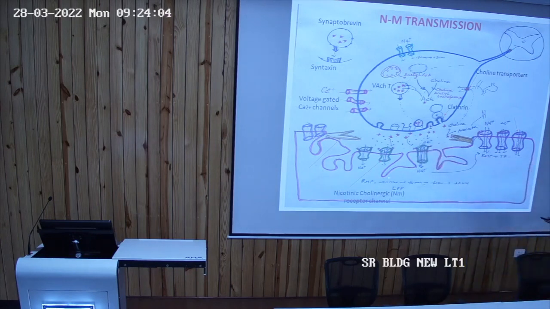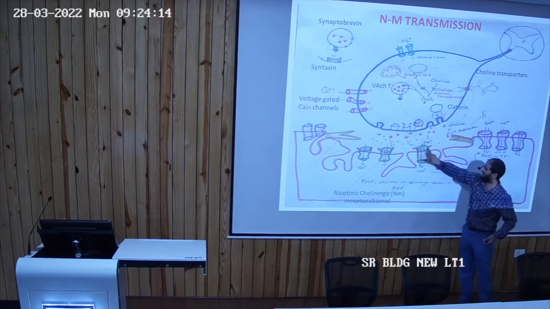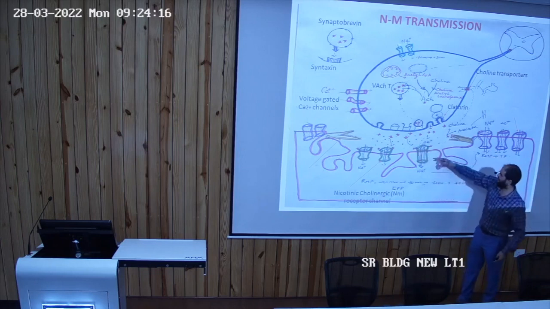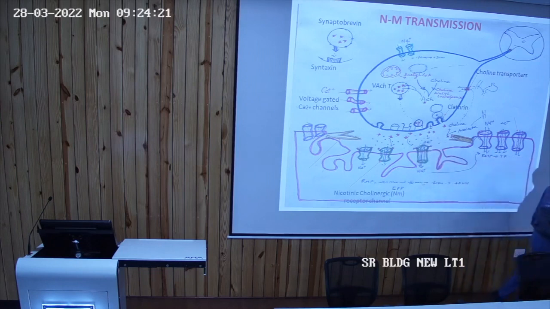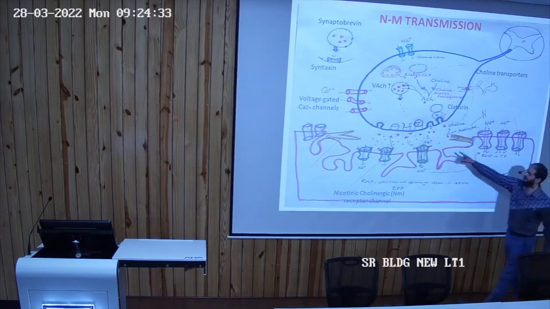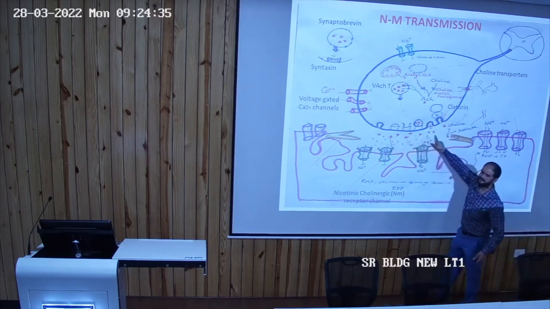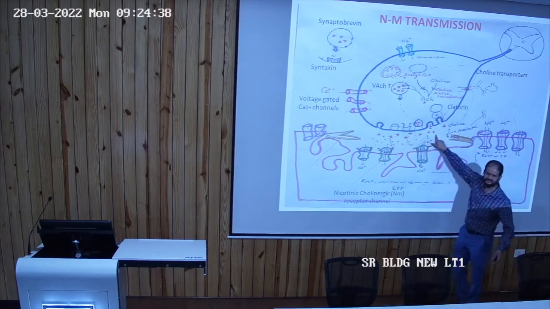This nicotinic cholinergic receptor channel is a pentameric receptor channel, है ना. So what happens is that जैसे acetylcholine आकर bind करेगा, this channel will be opened up, and this channel will be permeable. As you know, this channel is a negatively charged channel, so it will not allow the negatively charged substances. Okay, so what will happen? This is the ECF area. This ECF area is also having sodium, potassium, all the ions.